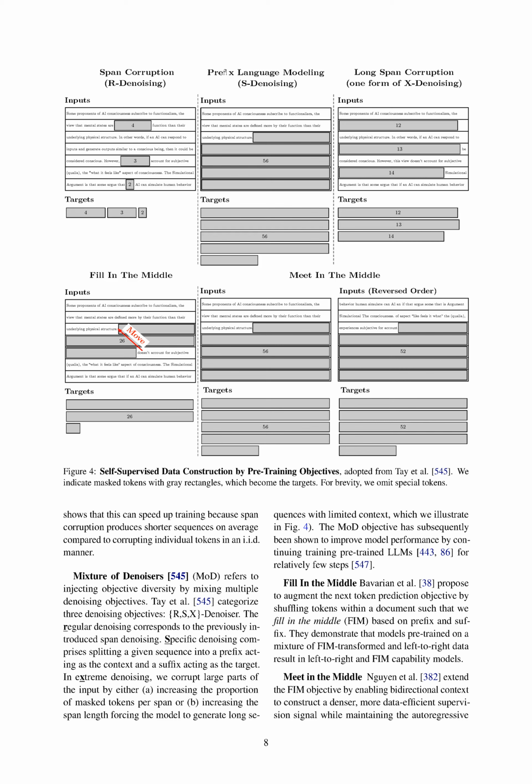The fill in the middle, or FIM, approach augments the next token prediction objective by shuffling tokens within a document. This strategy fills in the middle based on the prefix and suffix. The meet in the middle objective further extends the FIM approach by enabling bidirectional context to construct a denser, more data-efficient supervision signal. They train two models, one forward and one backward language model, with shared parameters and an agreement regularizer added to the loss to ensure both models agree.